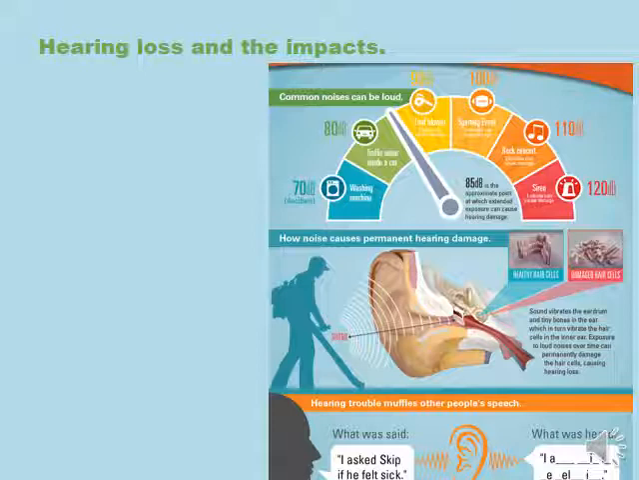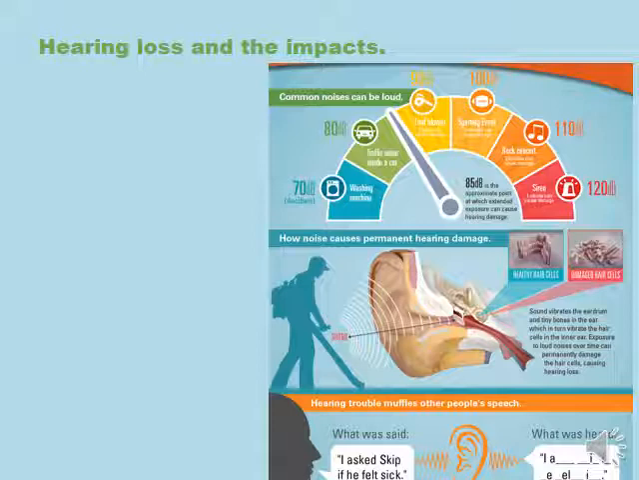Hearing trouble muffles other people's speech. What was said is, I asked Skip if he felt sick. And this is what happens for individuals. For older individuals, you're having to work around this. Not everybody's comfortable utilizing hearing aids, and it's just one of those things where you see the psychology of that. Because when I work with individuals, and even I have family, even as a counselor, you're trying to encourage them to utilize various hearing tools to help them.